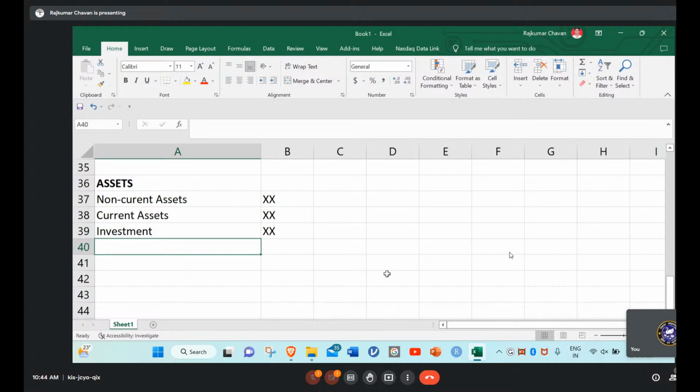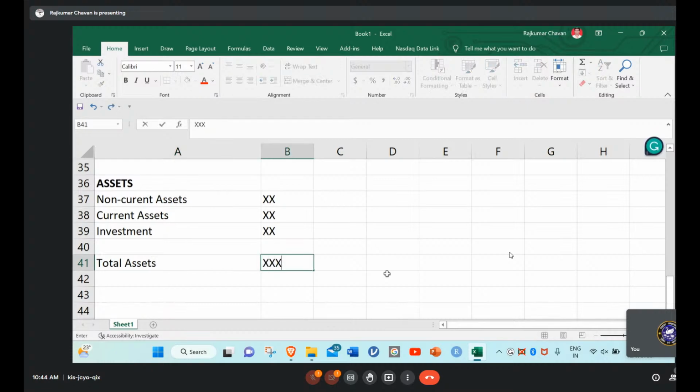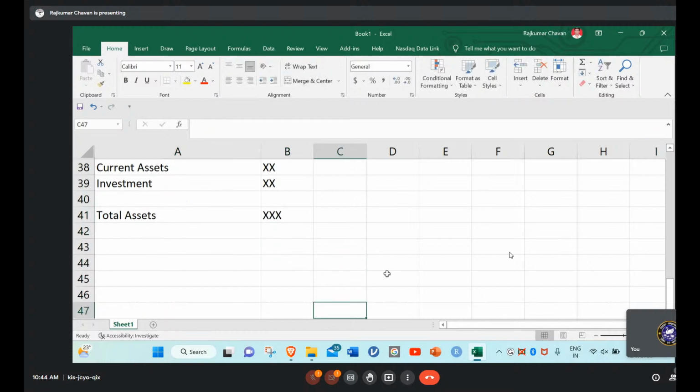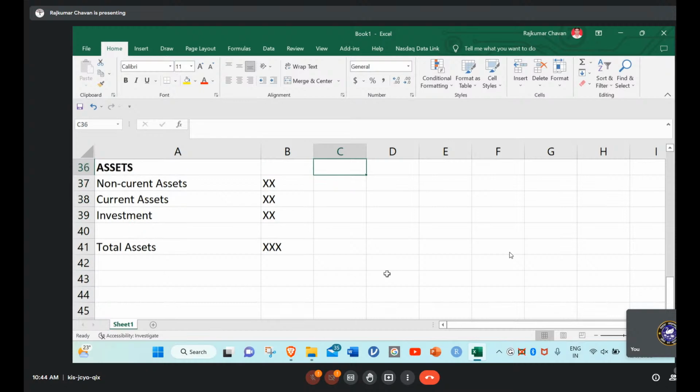Okay, so total non-current assets, current assets, and investment will give me the total of what? Assets. So this becomes the completion of what? The balance sheet statement. Okay, so equity and assets both should match. So finally it will tally, that is, equity and your asset side. Now, what is next?